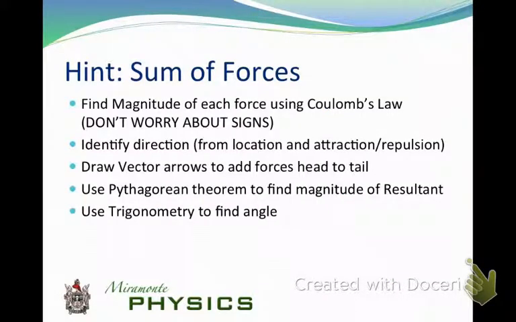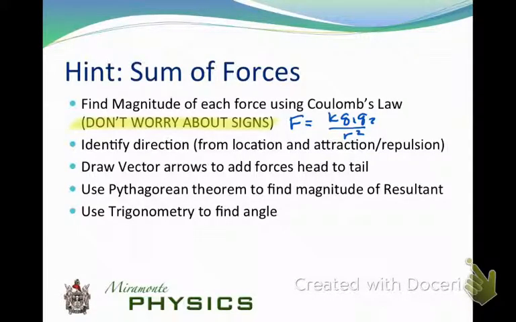All right, so here are my hints. Find the magnitude of each force using Coulomb's law. Remember, Coulomb's law is F equals k q1 q2 over r squared. What I'm saying is calculate how big the force is. If you have two like charges and they're really close together, then you're going to have a really big force. What is the force? k times her charge times my charge, divided by the distance between us squared.